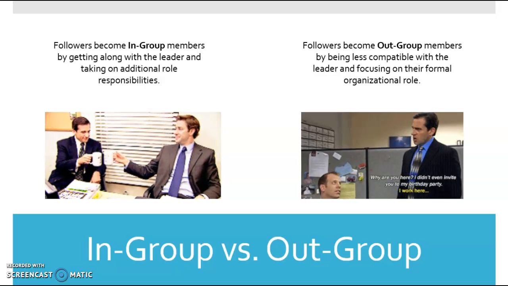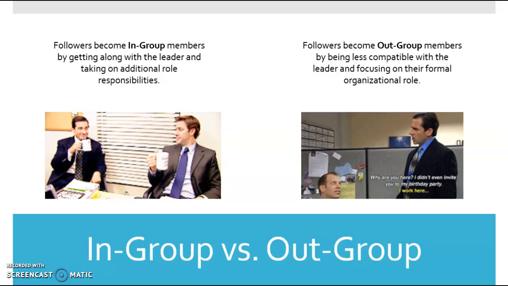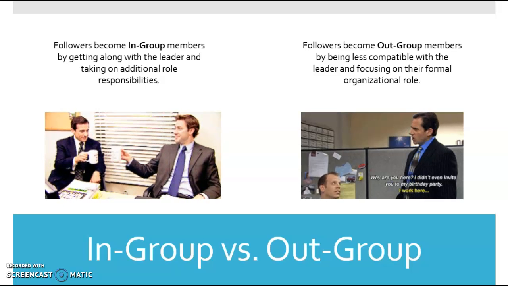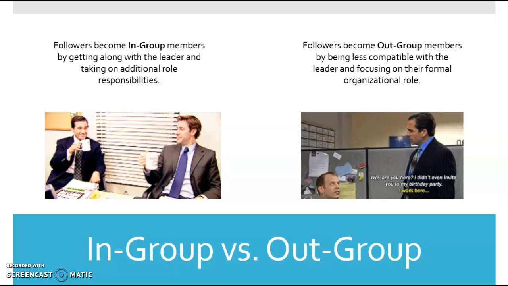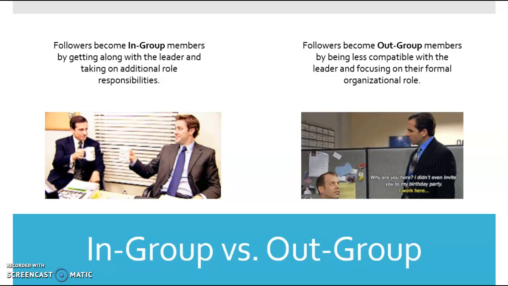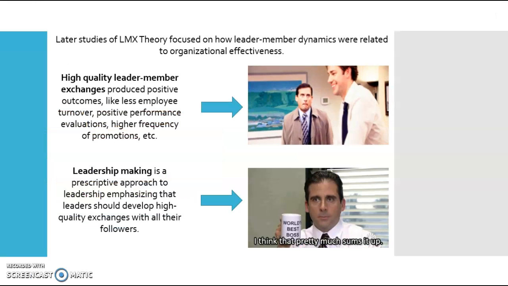They often share common personality traits or characteristics and are granted more opportunities and support. Followers become out-group members by being less compatible with the leader and focusing on their formal organizational role. They receive standard job benefits, and the role is really rule-bound and contractual.